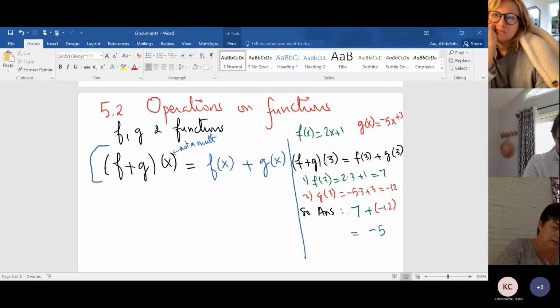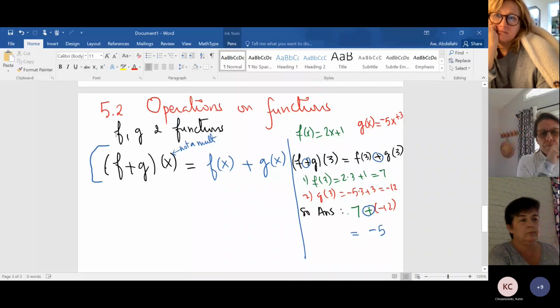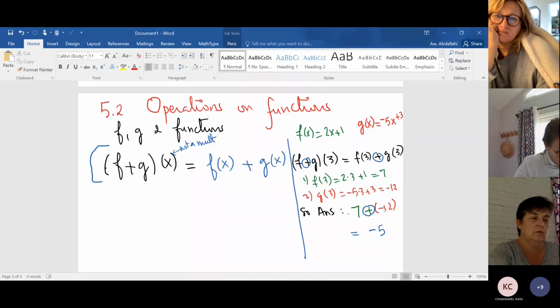Okay. So where does this plus come from? This plus right here, right? If you put minus, what are you going to do to both numbers then? We're going to subtract them. If you put a multiplication, we're going to multiply the two numbers. If you put a division, we're going to divide the two numbers. All right, so that is a plus.